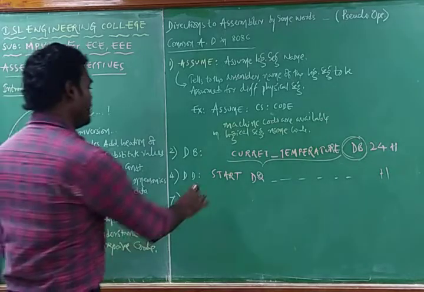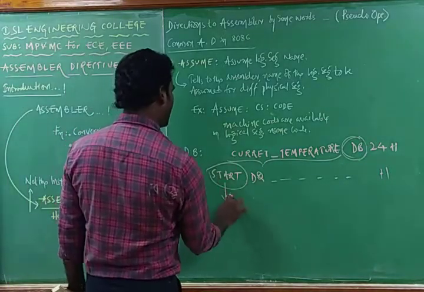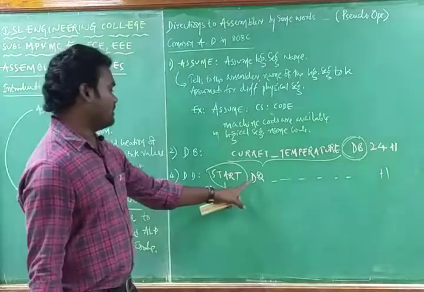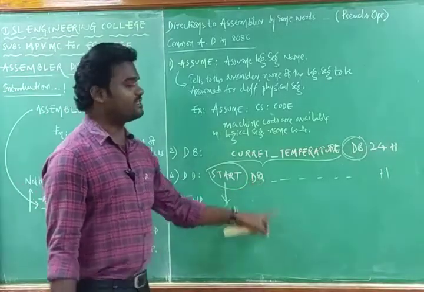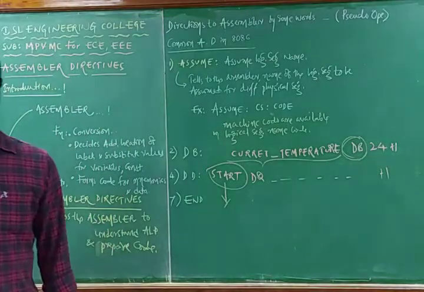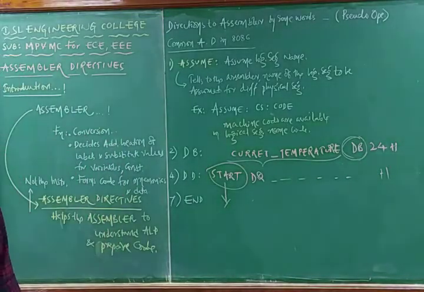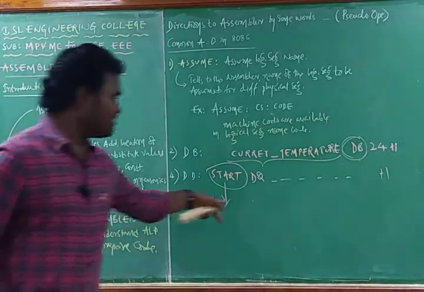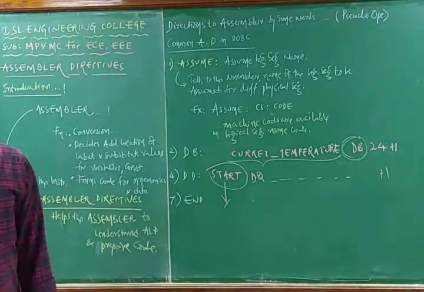Here the variable name is start, and define quad word is directing the assembler to reserve 8 bytes of memory for a variable named start, and puts in the values we have given, which are represented as a hexadecimal number.